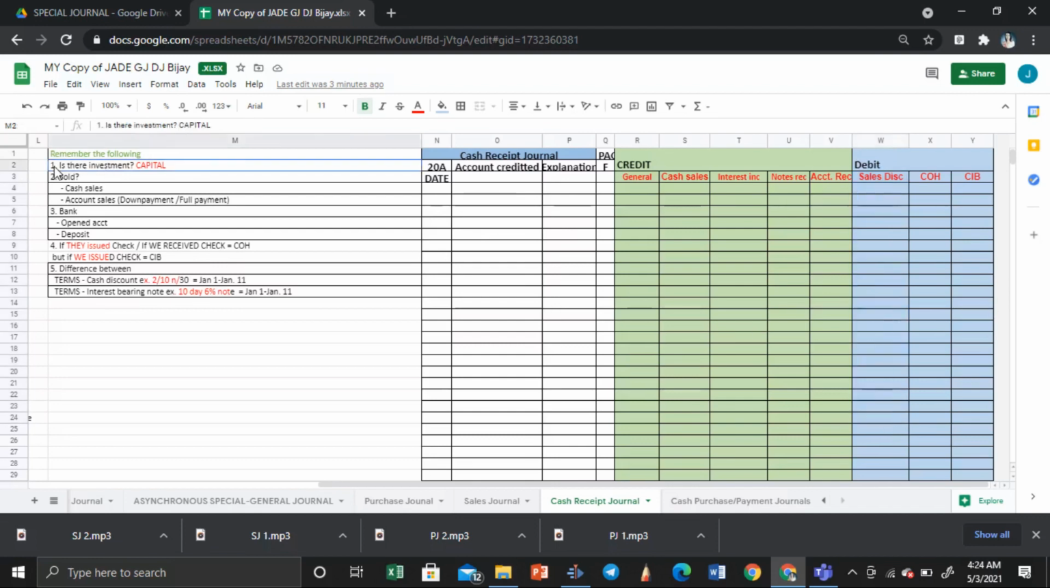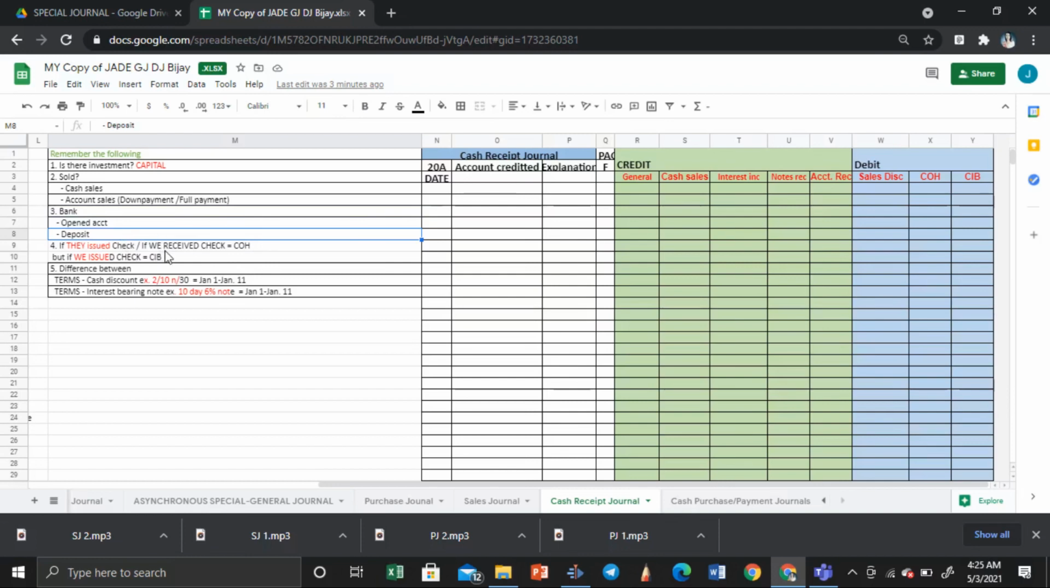So, all you have to remember is, number 1, is there any investment dun sa transaction? Yun yung pipiliin natin later on, most especially kung capital ba siya. Next is sold. Nakabenta ka ba? I-record mo, automatic yung cash sales, made through cash. Yung account sales naman, nakadepende kung may down payment or full payment. Malinaw yan, ha? For bank, kapag nag-open ka ng account through bangko or nag-deposit ka, ipapasok natin yan. Yung mga amount yan, kadalasan na pupunta doon sa CIB natin or cash in bank.